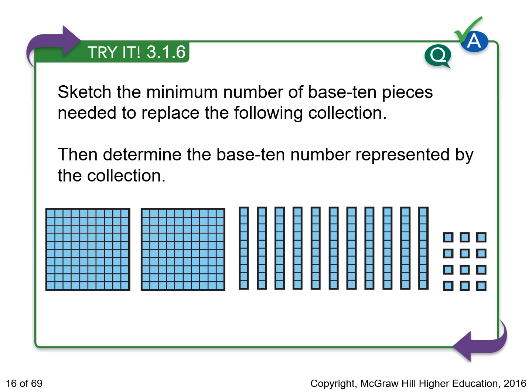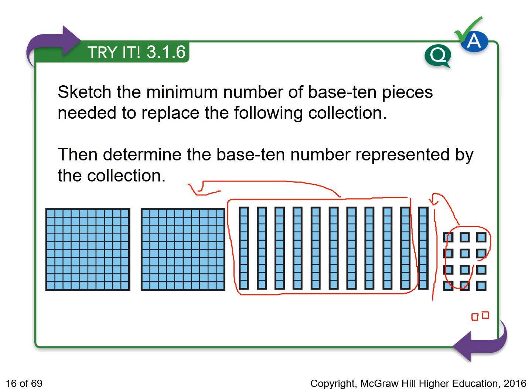Okay, so what would I need to replace this? I mean, I have 1, 2, 3, 4, 5, 6, 7, 8, 9, 10, 11, 12. So if I take 10 of these, right, I'm going to get another long. But I have 2 of these left over. Now, if I have 10 longs, they become a flat. 1, 2, 3, 4, 5, 6, 7, 8, 9, 10. So these become a flat.